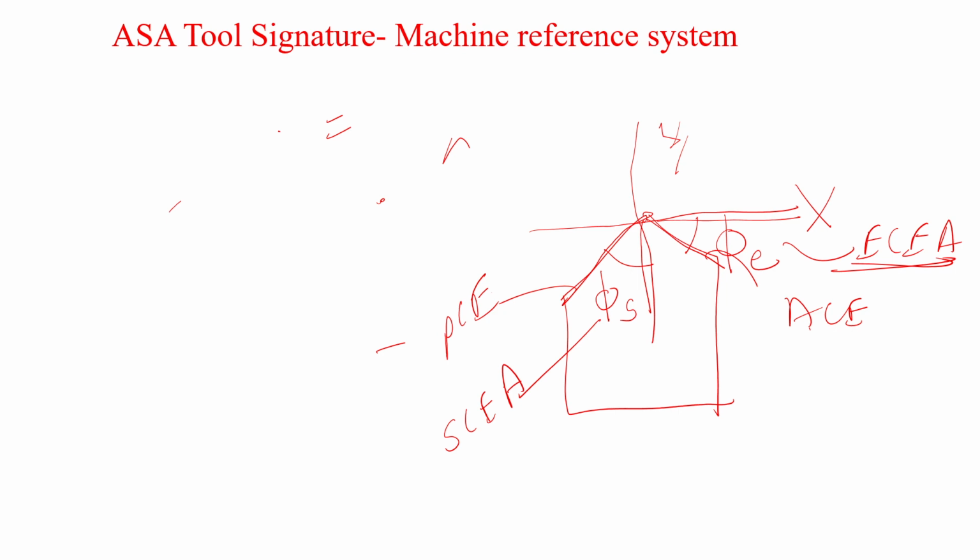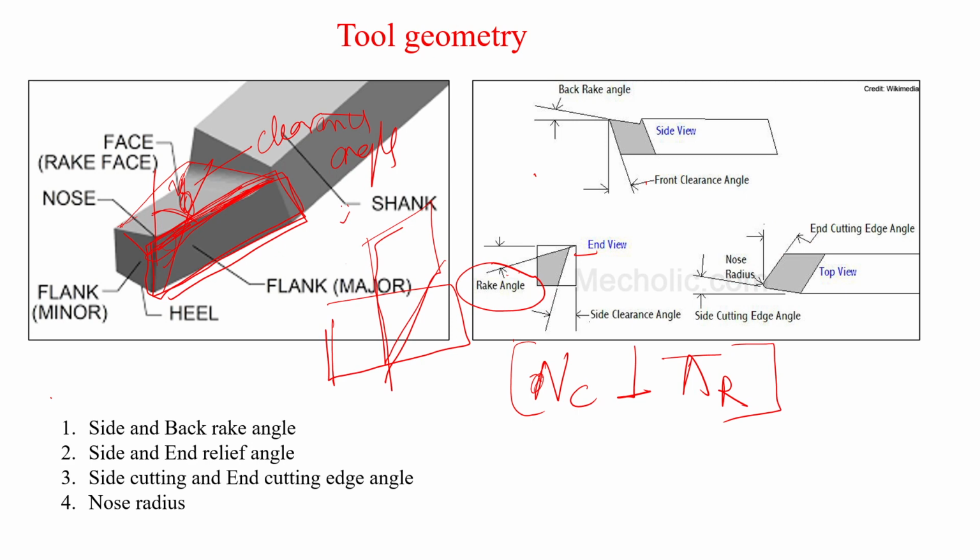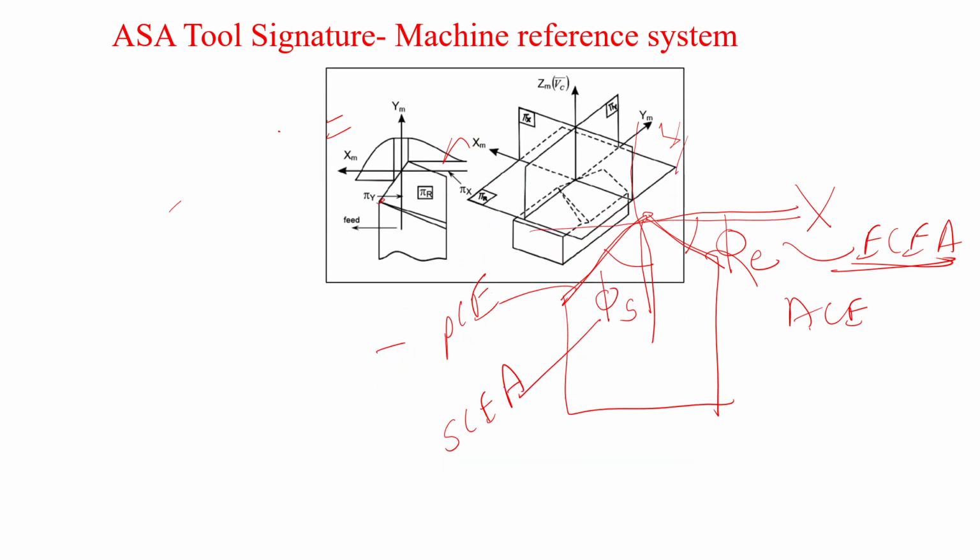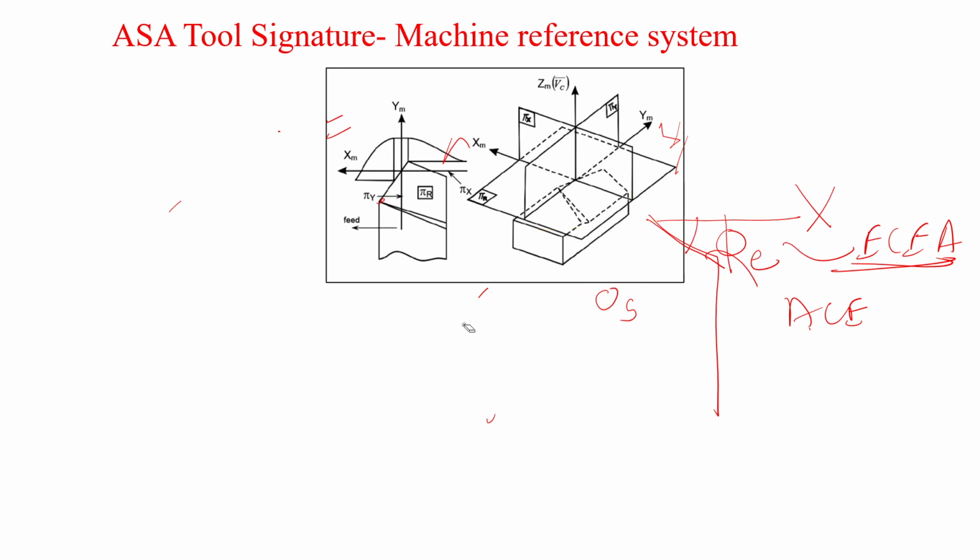So we have learned about four angles. Sorry, basically we have learned about six angles. One is the side and back rake angle, then the side and the end relief angle or clearance angle, the side cutting edge angle, and the end cutting edge angle. So we have seen that. Okay, fine. Yes. Okay. So you need to actually visualize this.